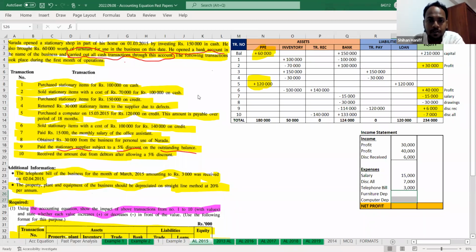How much is the depreciation? So I'm getting the depreciation, but the amount is wrong. So this is where you all make mistake. Others, tell me how much furniture depreciation and how much is computer depreciation?